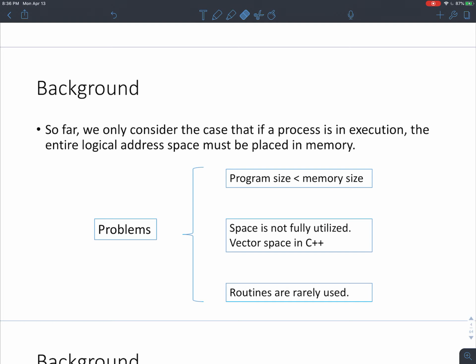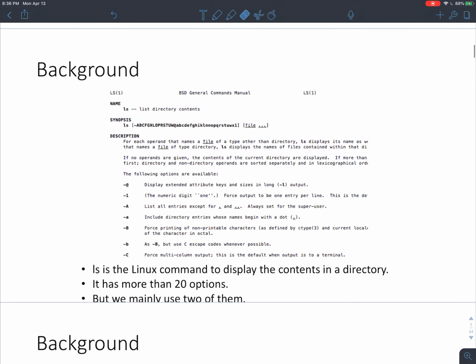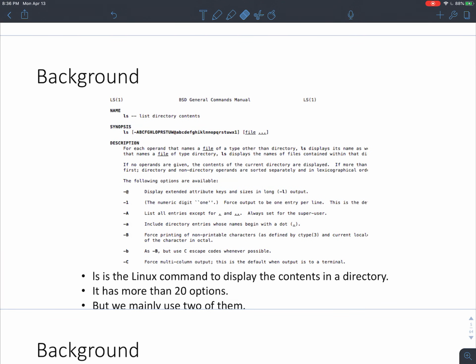And the other problem is that the memory space is not fully utilized. For example, if we consider the next program, the ls command. The ls command provided by Linux, as we know, basically lists the directory contents. The beauty of this command is that it comes with different options. Say we have -l, -a, -b, and -c.